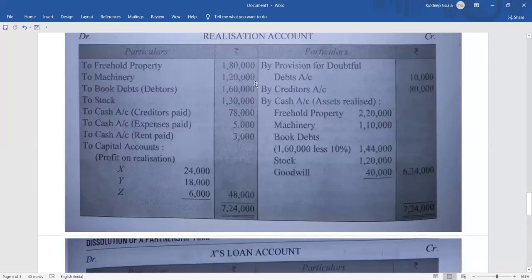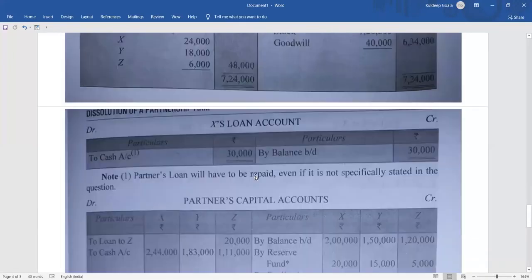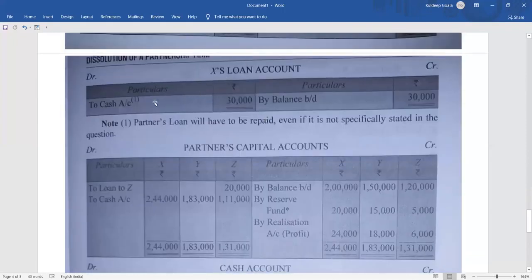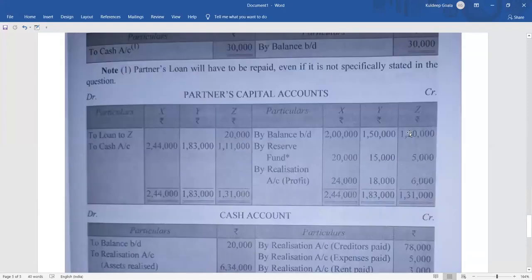Now you can see that the realization portion is over. Now we'll go to X loan account. What is there in the X loan? In the X loan, we can see that in the debit side it is to cash 30,000. So it will appear where? In the credit side. What will you mention? By X loan account 30,000. Clear? Now we will go for capital.